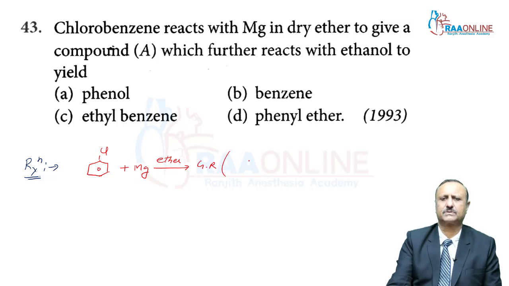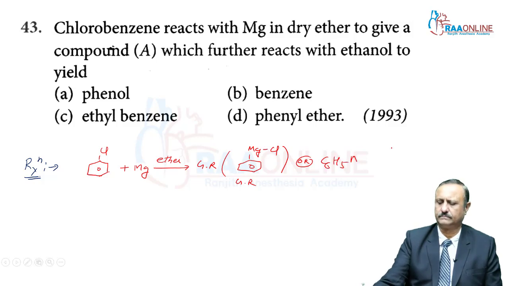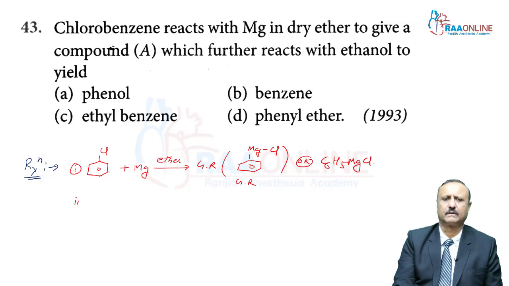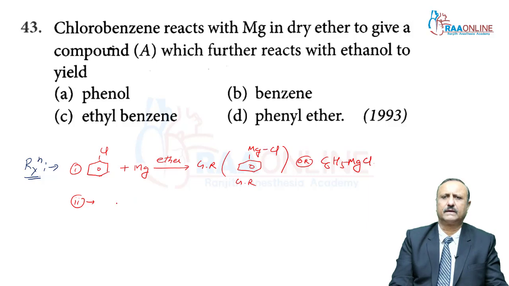And what is the Grignard reagent, my dear students? The Grignard reagent is C6H5MgCl. This is the Grignard reagent. You can also write it in this way, C6H5MgCl. Now, my dear students, this is the first reaction. Now, here we take this Grignard reagent, compound A, C6H5MgCl, which is hydrolyzed by ethanol.